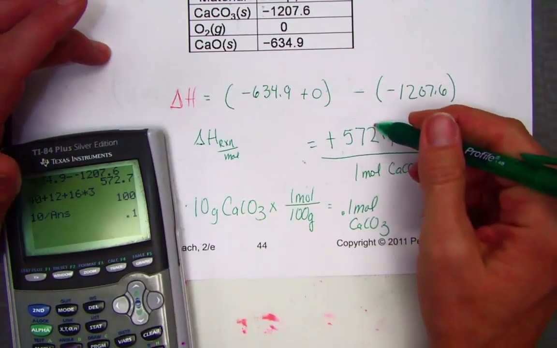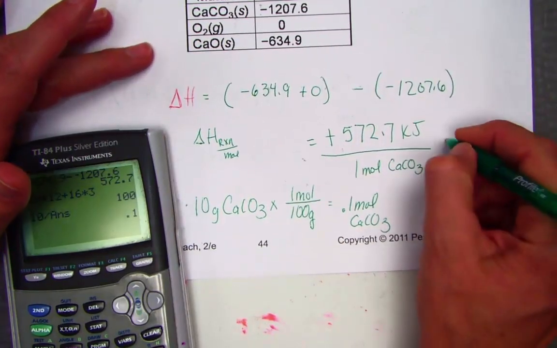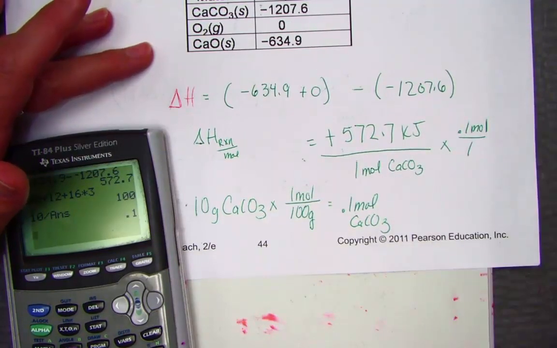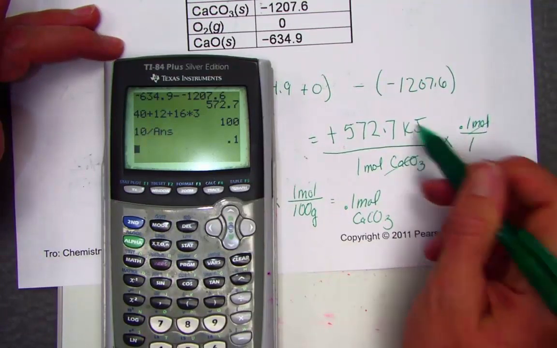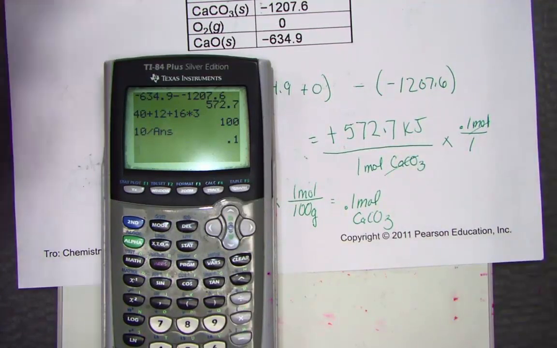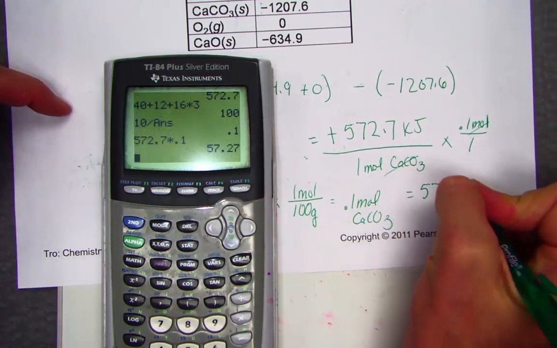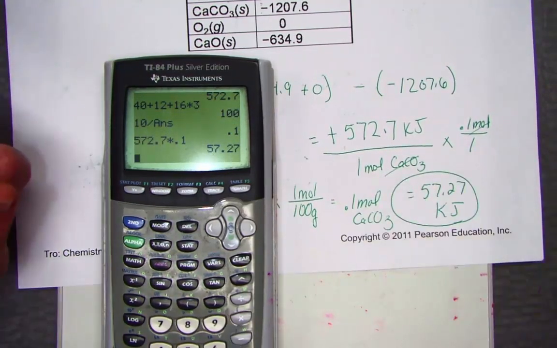If 572.7 kJs were released for 1 whole mole, how many would have been released for 0.1? Notice then how the moles cancel, and we've got it in kilojoules per 0.1 mole or 10 grams. So all we have left to do is really slide the decimal. 572.7 times 0.1 is 57.27 positive units, kilojoules of heat energy.